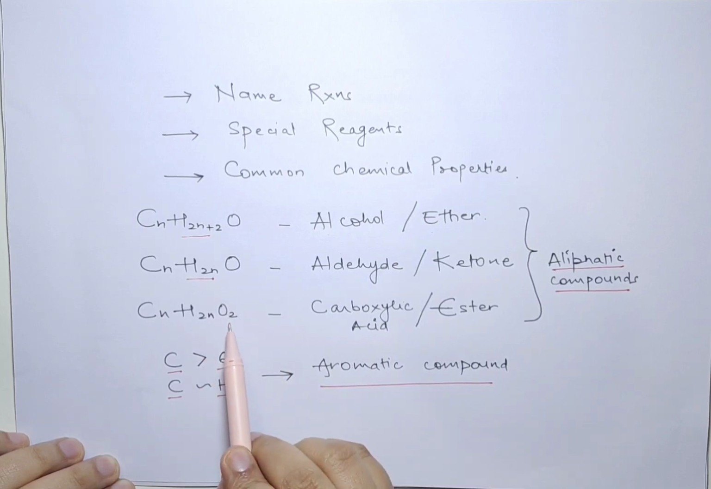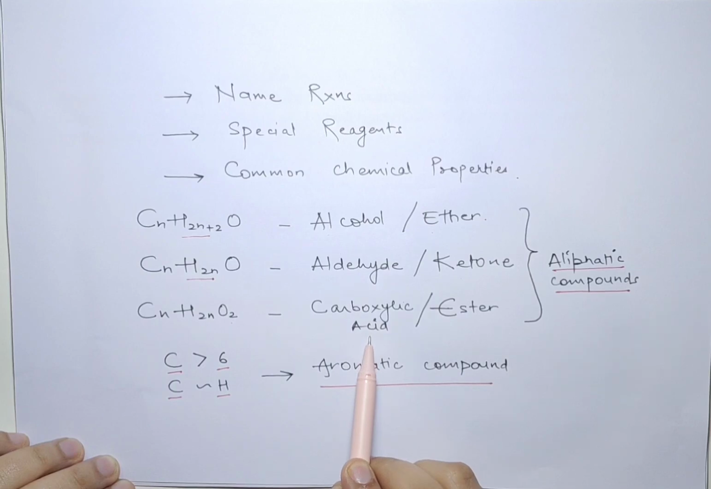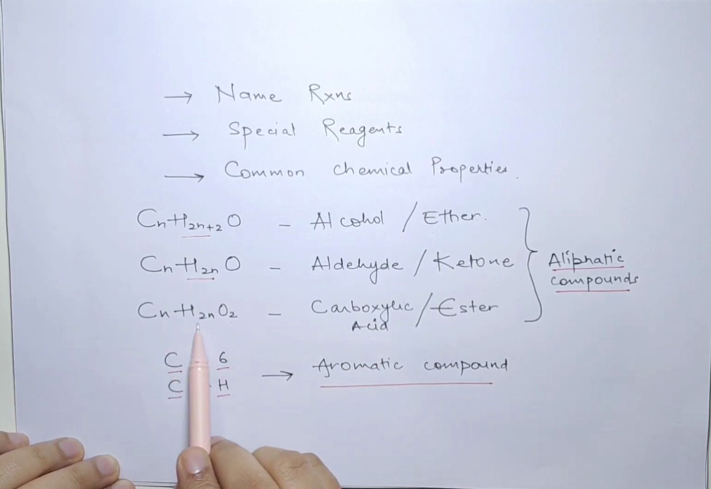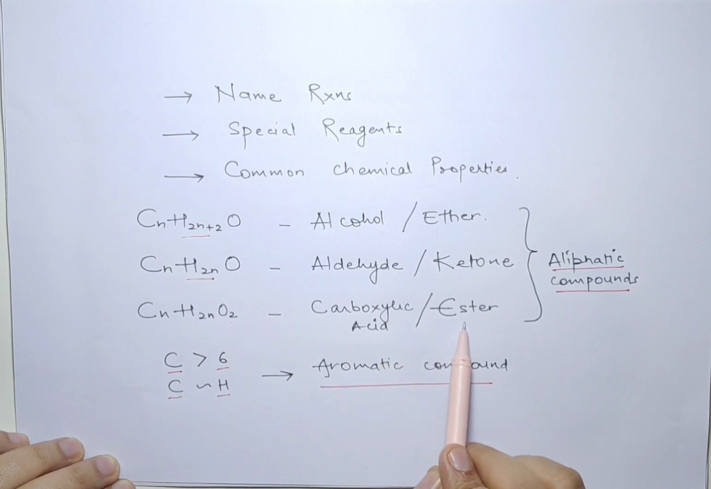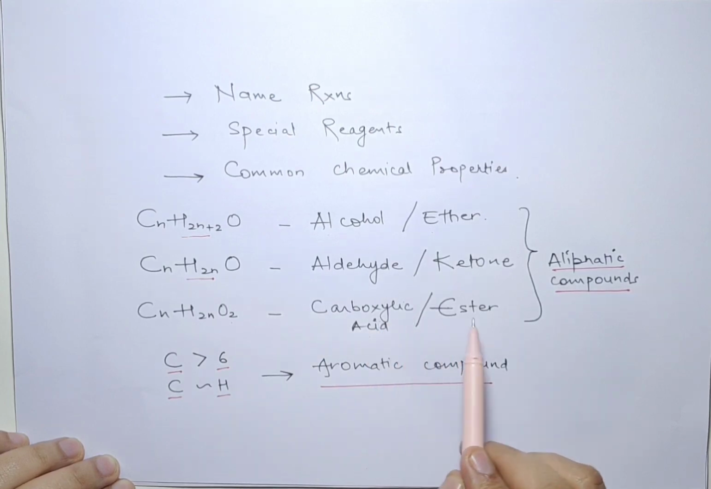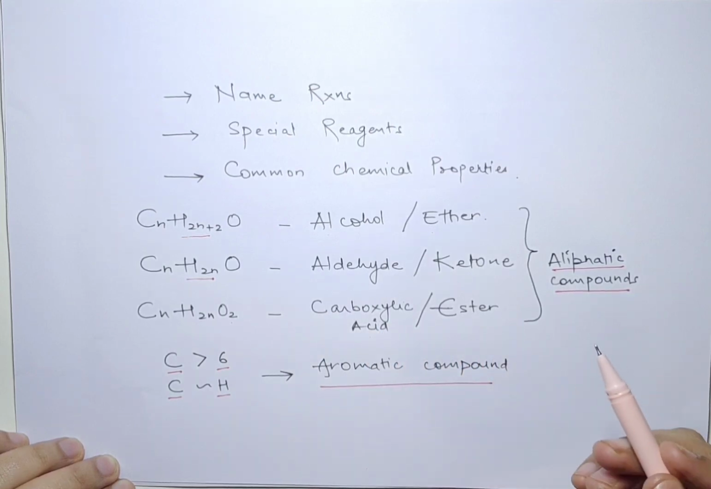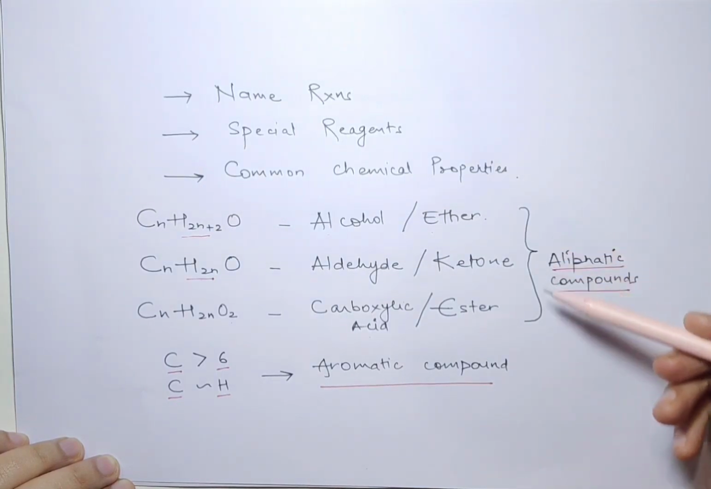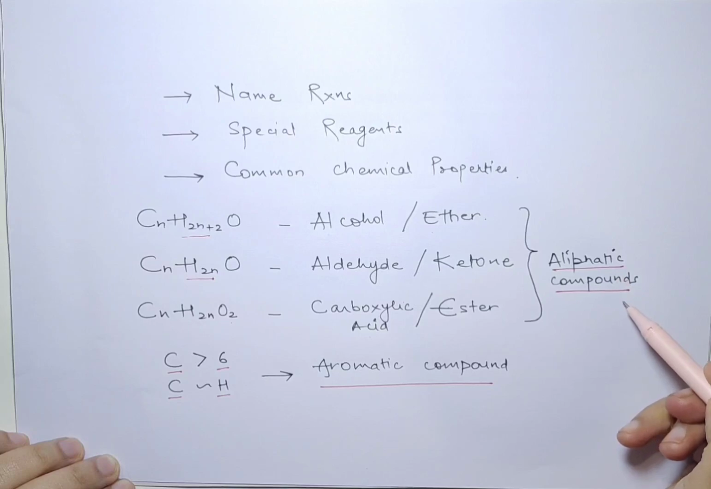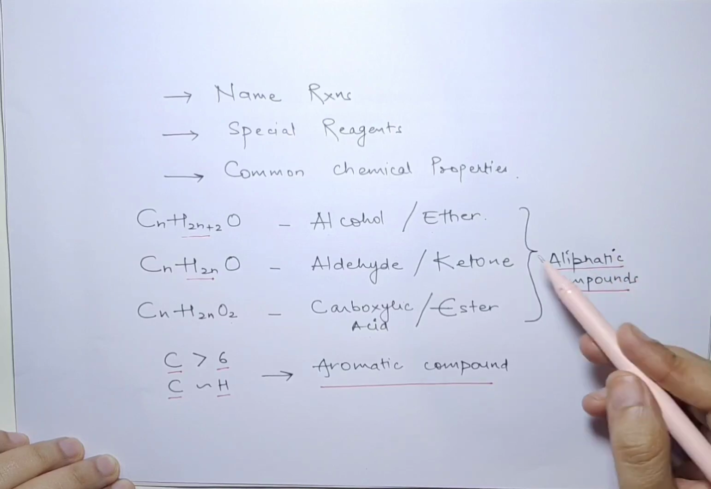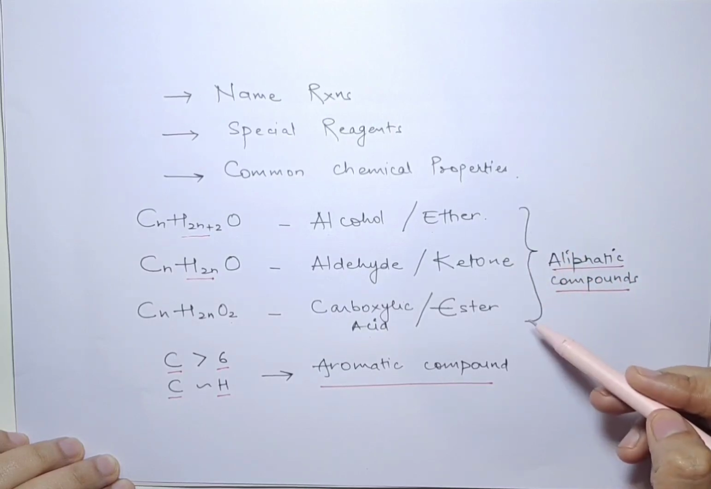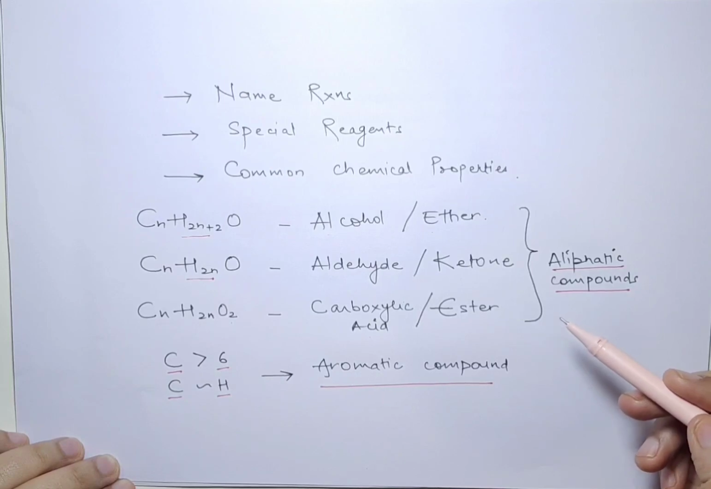But if you have two oxygens, then that gives you the hint that it can be a carboxylic acid. Okay, pay attention at the number of carbon and hydrogen, right? It can also be an ester because carboxylic acid and ester are functional group isomers. But all this is true for aliphatic compounds. Okay, this thing doesn't hold when your compound is an aromatic one.